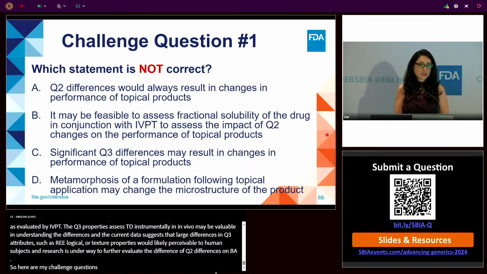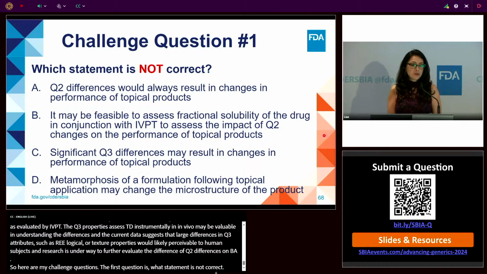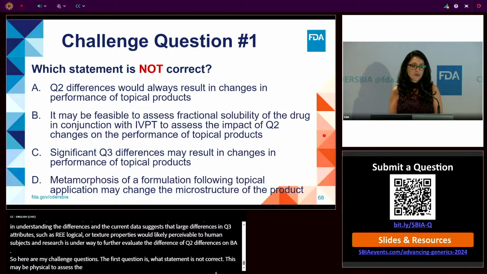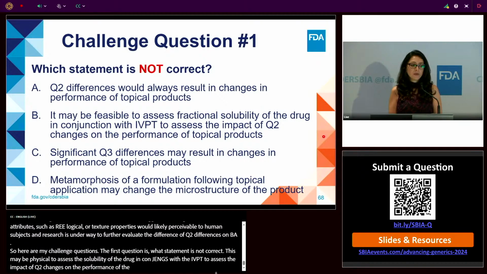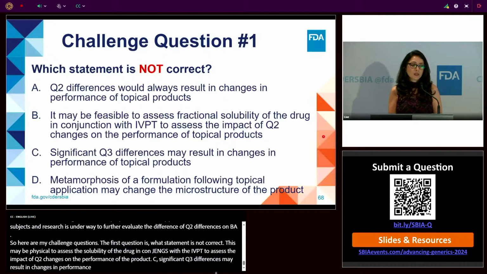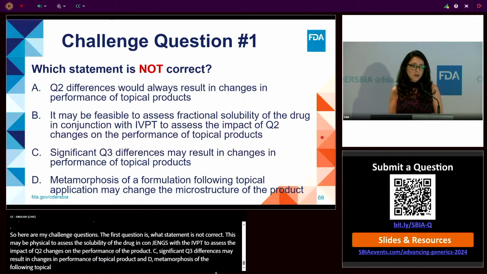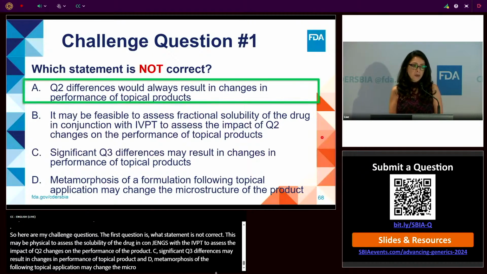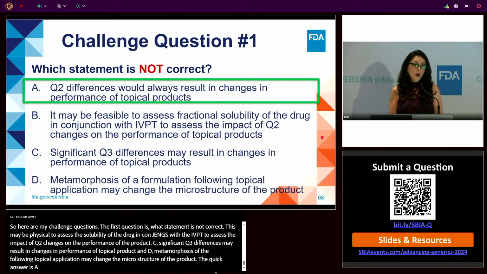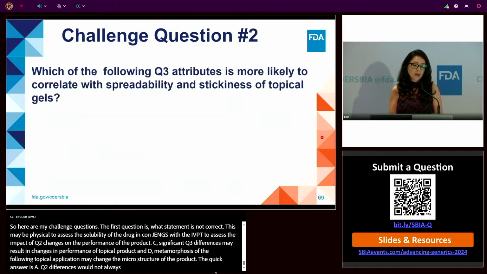The first question is, which statement is not correct? A, Q2 differences would always result in changes in performance of topical products. B, it may be feasible to assess fractional solubility of the drug in conjunction with IVPT to assess the impact of Q2 changes on performance of the product. C, significant Q2 differences may result in changes in performance of the topical product. And D, metamorphosis of the formulation following topical application may change the microstructure of the product. So the correct answer is A, because Q2 differences would not always result in changes in performance of the topical product.